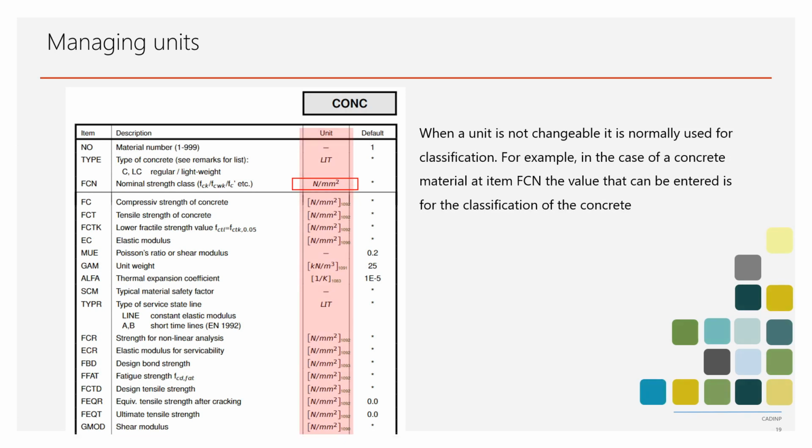Why? What is the reason behind this? When a unit is not changeable, it is normally used for classification. For example, in the case of a concrete material, the item FCN, the value that can be entered is for the classification of the concrete. That is why its unit is in Newton per square millimeter. In the Euronorm family, we got used to the Newton per square millimeter unit for classification of a concrete.